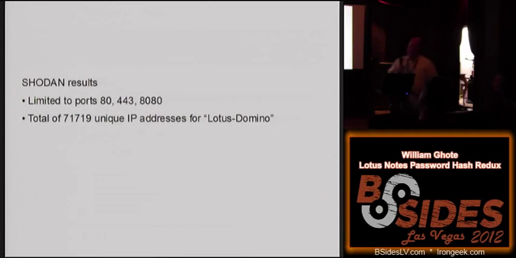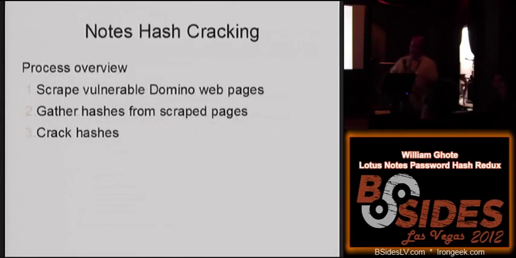Truthfully. So, 71,000 results. Now, these are just raw Domino servers that at one point in time were exposed to the internet. And, of course, they may or may not be up now. So, what do I do with that? Well, I've shown you basically how I scrape those web pages. Now I want to gather those hashes together. And this is where the Raptor Domino hash program does its magic. But I wanted something a little bit different. And then I'm going to crack those hashes.